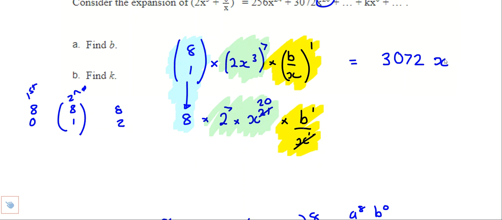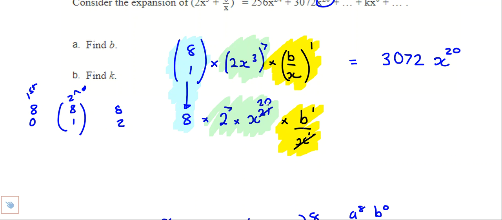And it's x to the power of 20. Now, if I find the second term, so I know it's 8,1 because it's the second term. I know the a bit, the 2x cubed, is to the power of 7. The b over x is to the power of 1.